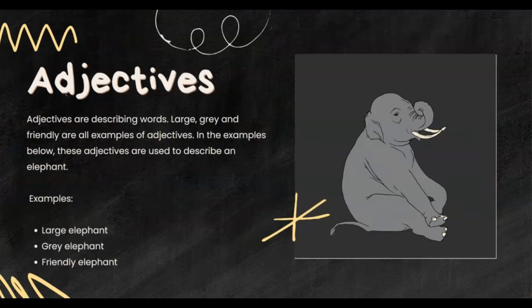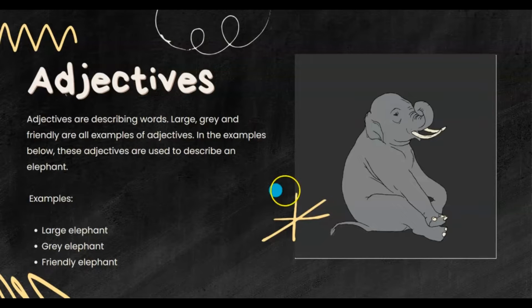Alright, adjectives, let's define it. Adjectives are describing words. Large, gray, and friendly are all examples of adjectives. In the examples below, these adjectives are used to describe an elephant. We have an image of an elephant. How would you describe this elephant to someone on the other side of the screen who cannot see what you are seeing?